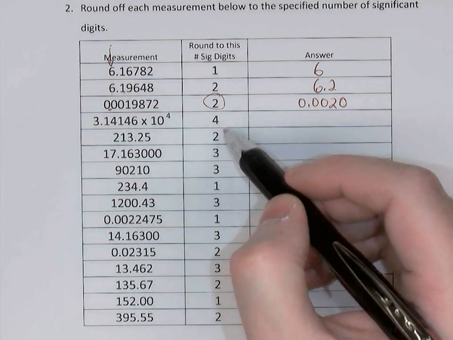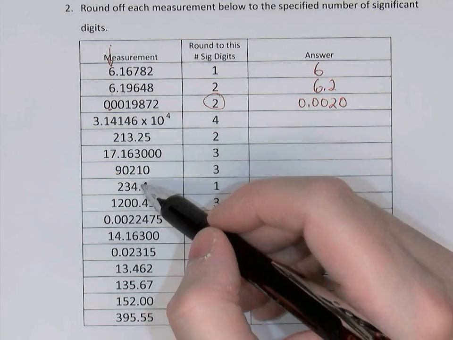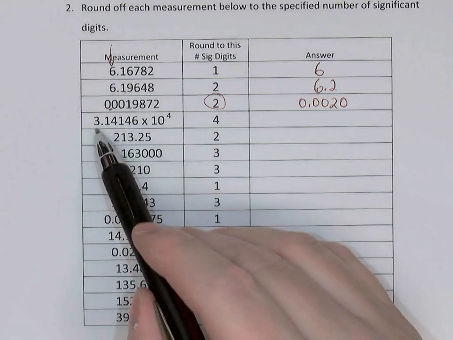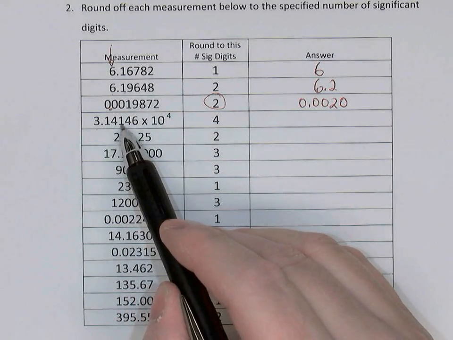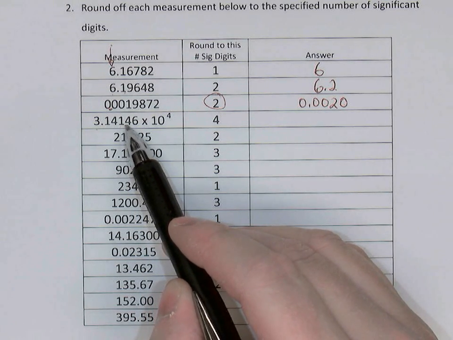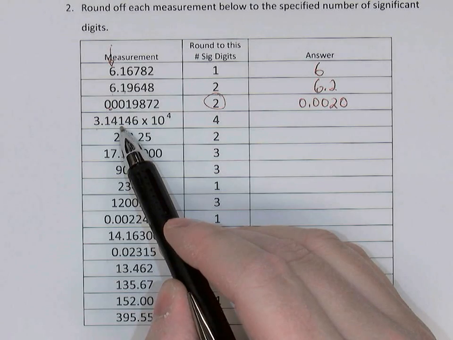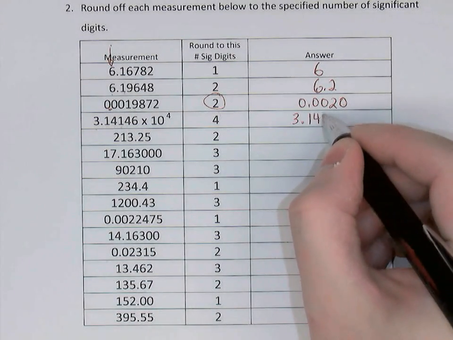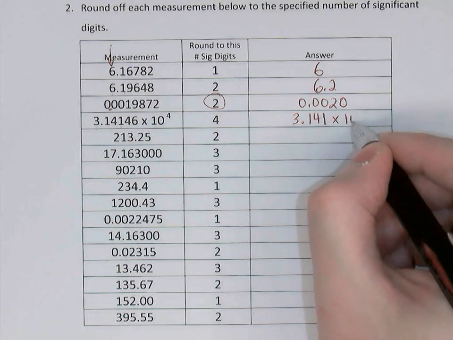3.14146 times 10 to the 4, I need 4 digits. The times 10 to the 4 is not part of the significant digits, so 3141, there's 4 digits. Look to the next digit, it was a 4, so I'm going to keep the 1. I'm not going to round it up, I'm just going to leave it like that. So 3.141 times 10 to the 4.